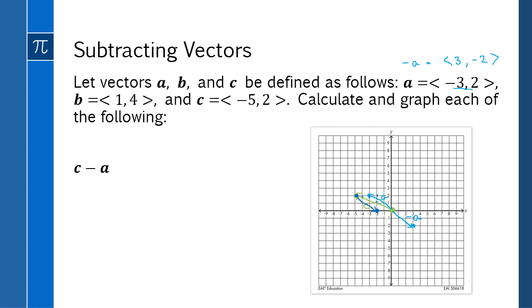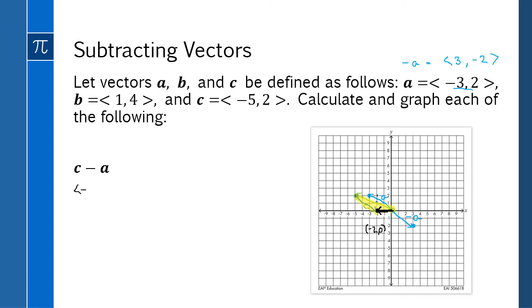So if I trace out the path of vector c and then vector negative a, I end up at this point here, negative 2, 0. So the difference between those two vectors would be the difference vector right there in black, 2 units straight to the left. And we can also calculate that out.